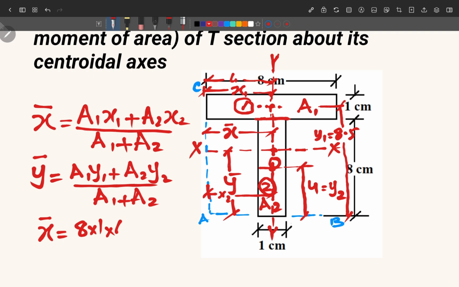Half of 8 is 4, plus A2 x2. A2 x2 is the same: 8 into 1 area, and x2 is this distance, which you can see clearly is equal to 4 also. And then this whole thing divided by A1 plus A2. So A1 is 8, A2 is also 8. 8 into 1 plus 8 into 1.